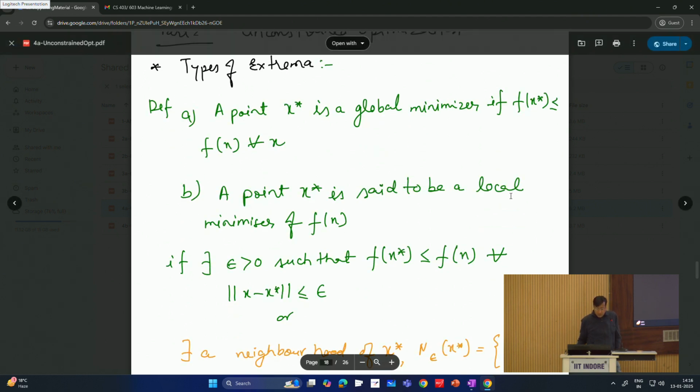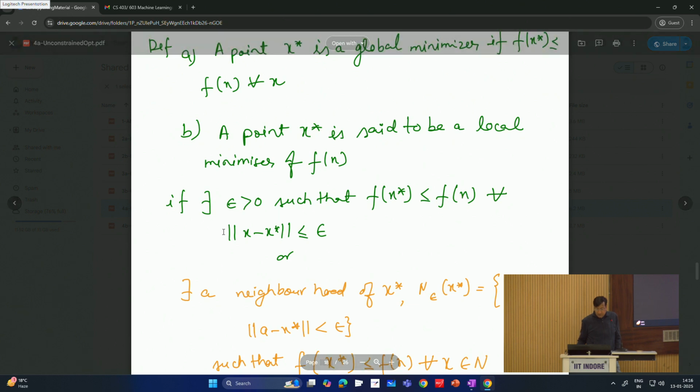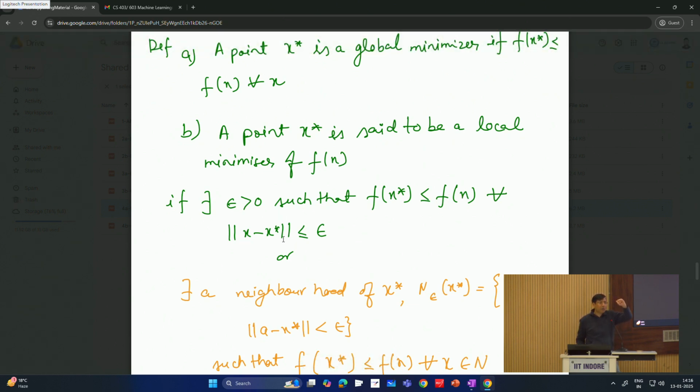It is said to be a local minimizer if f of x star is less than f of x in this particular vicinity, which means you take the point x star and draw a hypersphere around it. However small it is, the radius could be 10 to the minus 100. If you are minimum in this very small region everywhere, then you are a local minimizer. Is that okay? So that is how we define it.